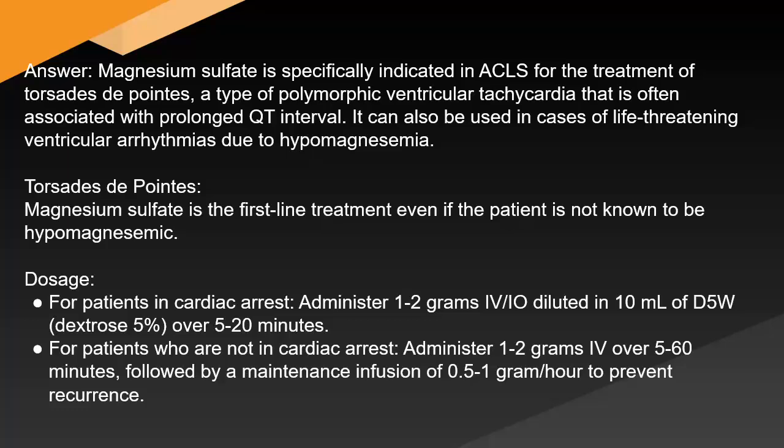Torsades de pointes. Magnesium sulfate is the first-line treatment even if the patient is not known to be hypomagnesemic. Dosage: for patients in cardiac arrest, administer 1-2 grams IV diluted in 10 mL of D5W (dextrose 5%) over 5-20 minutes. For patients who are not in cardiac arrest, administer 1-2 grams IV over 5-60 minutes, followed by a maintenance infusion of 0.5-1 gram per hour to prevent recurrence.